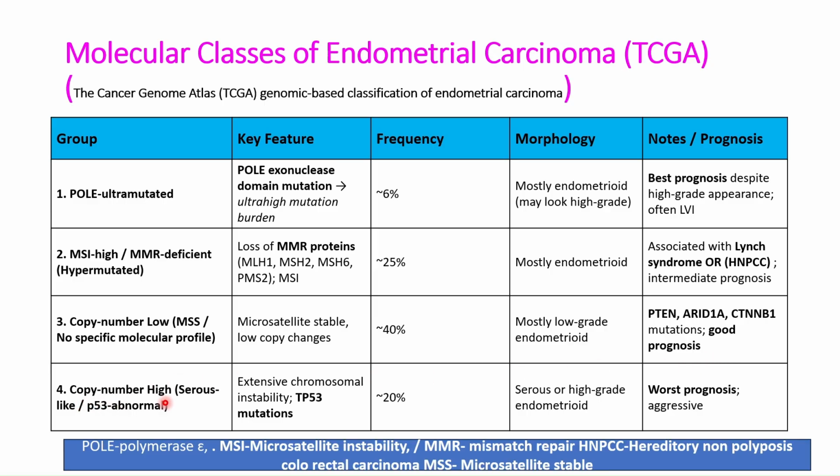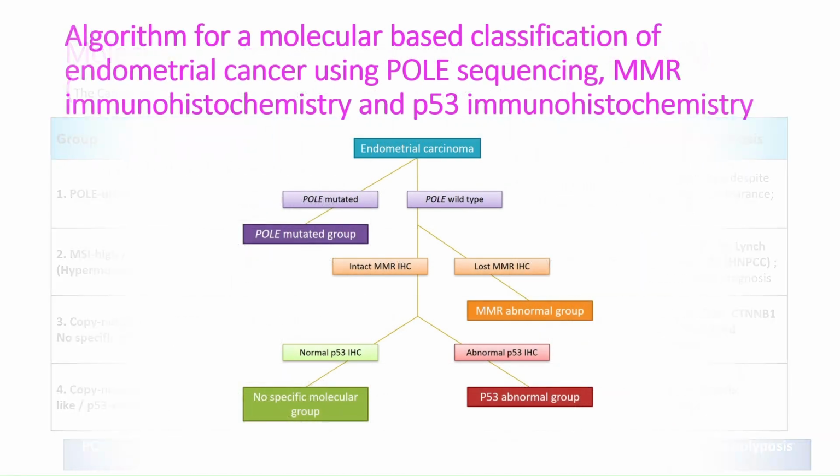Fourth group, which is P53 mutation, with extensive chromosomal instability. Around 20% of cases show these changes, which are serous or high-grade endometrioid type, aggressive and having worse prognosis. So if we see the algorithm, how we classify using POLE sequencing, MMR IHC and P53 IHC.